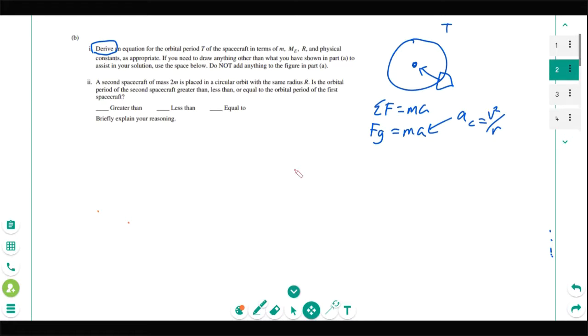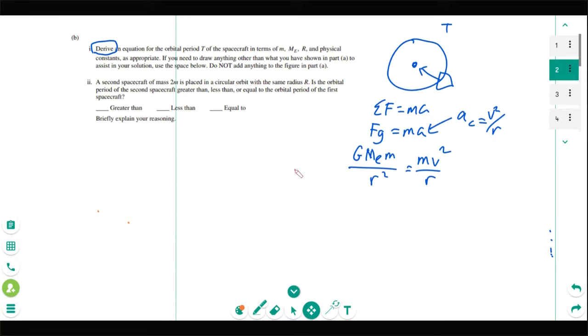We can expand the force of gravity to be big G, mass of Earth, mass of satellite, over the radius squared, and get mv squared over r. So far, so good? Yep, okay. At this point, we simplify a little bit. Let me get rid of the m's and one of the r's, and I'll have G M_E over r equals v squared.